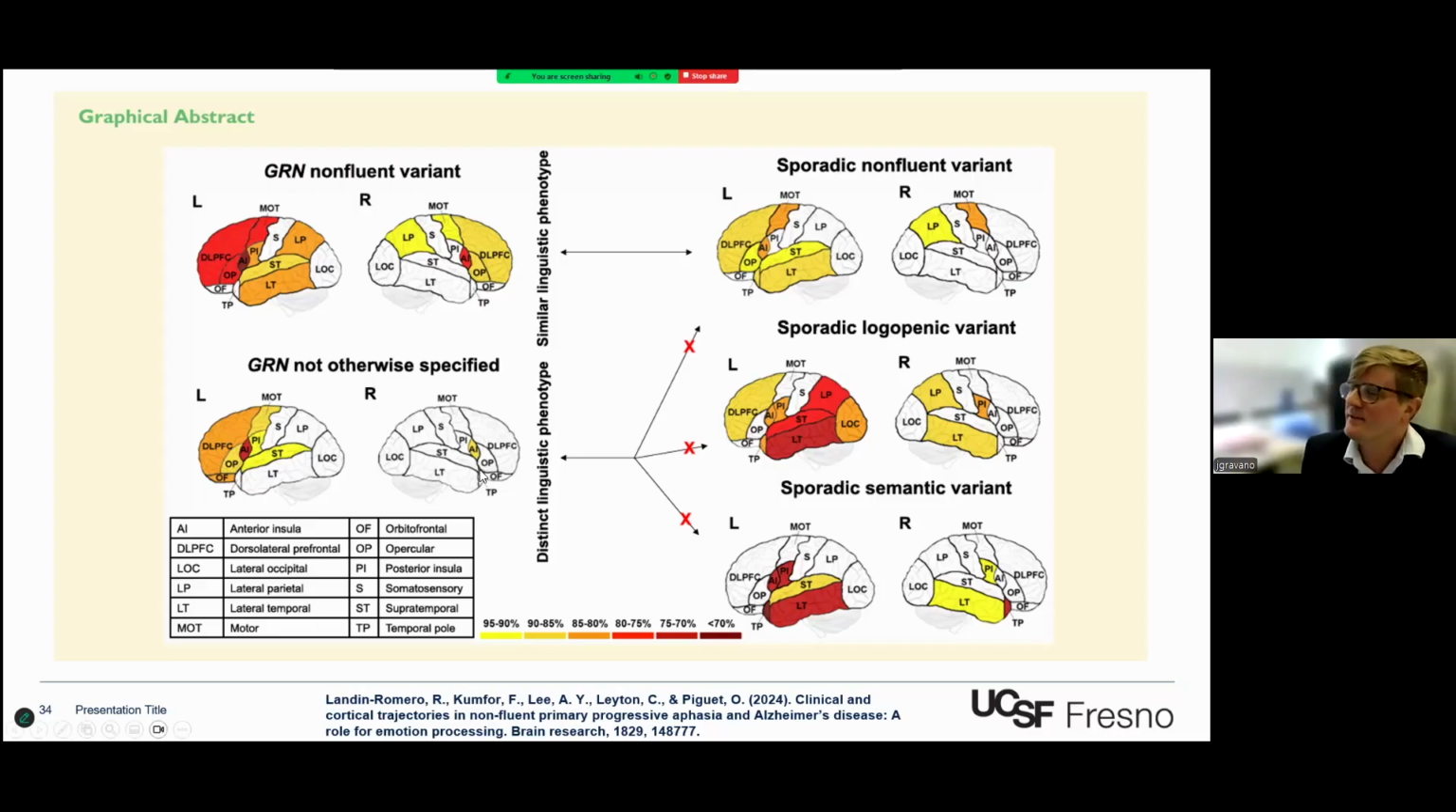But these authors wanted to see, are the genetic variants different from the sporadic variants? And by and large, the result is that there is seemingly a similar anatomy, perhaps with some more progressed atrophy in frontal areas in the progranulin carriers. And they do have a clinical phenotype that seems to be mostly in the non-fluent range.